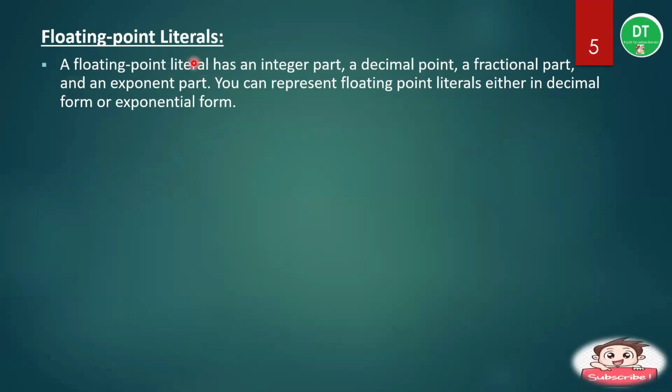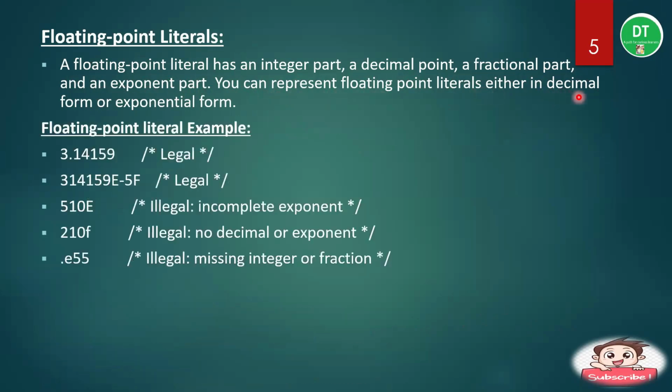Floating point literals. A floating point literal has an integer part, a decimal point, a fractional part, and an exponent part. You can represent floating point literals either in decimal form or exponential form. Floating point literal examples: 3.14159 is a floating point literal. 314159E-5L is also legal and is also a floating point literal.